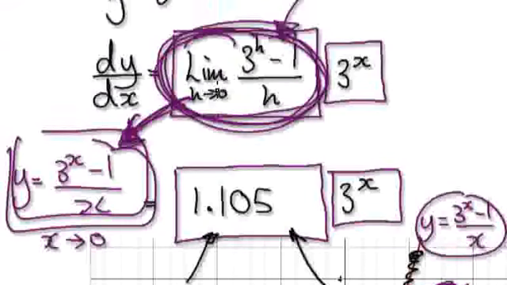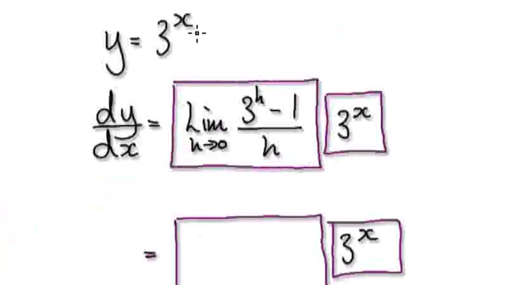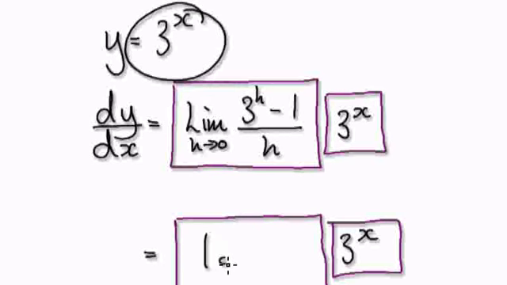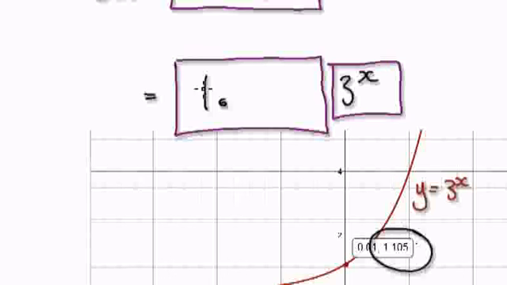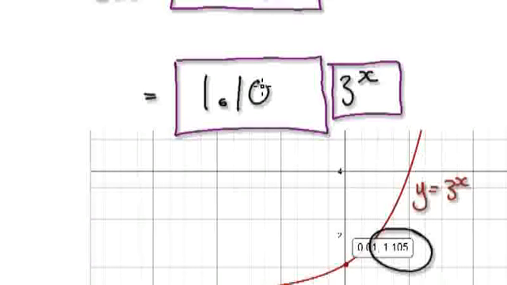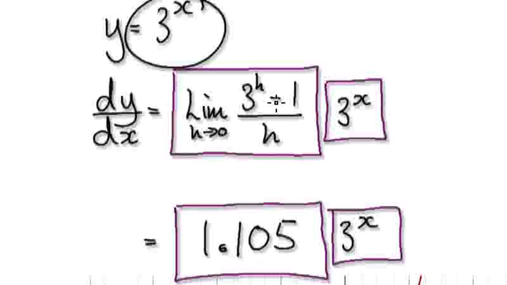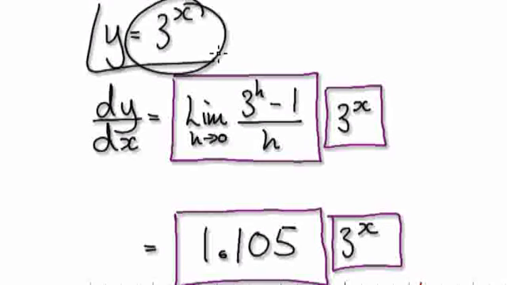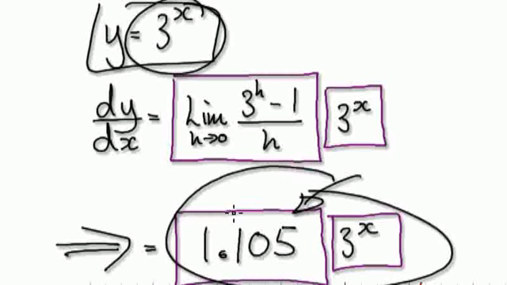Okay, so dy by dx of this thing here is 1.105 here. Okay, so hang on. y equals 3 to the power of x. If you differentiate it, it will give you this. dy by dx is roughly this thing here.